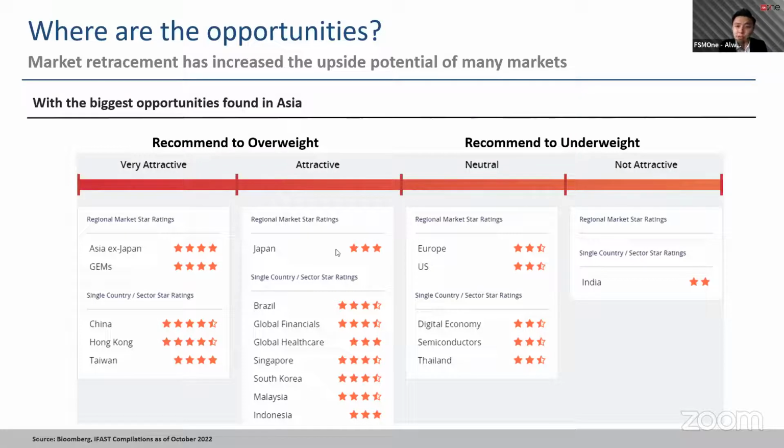So the regions that we underweight are India and developed nations. This is because these nations face higher inflationary pressures, and their earnings have been too optimistic, and we expect to see a downgrade in earnings soon, which will heavily impact the performance of their equities.